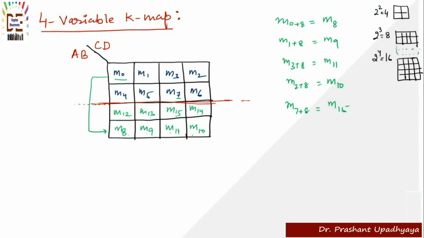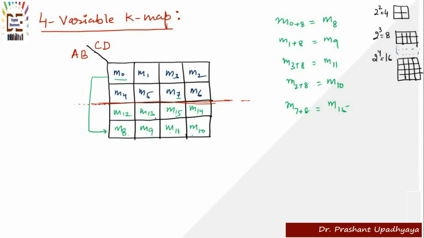Again, what is the maximum possible group I can have to get one answer? 16. When all 16 are connected, I have the maximum group. Then after 16, I check whether groups of 8 are possible, groups of 4, groups of 2, or individual terms. Got this idea? We will take one example of it.